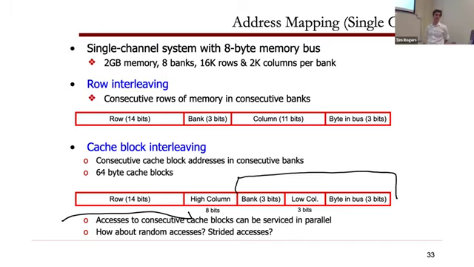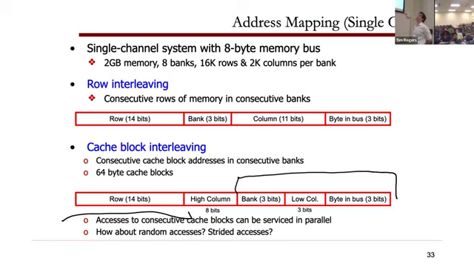Good question. Would it make any sense to do an 8-byte cache block interleaving so that you have byte, bank, column, and then row? So basically put your cache block across banks, right? So you have 8 bytes. Would that have any advantage over row? You're lighting up all the banks on every access.